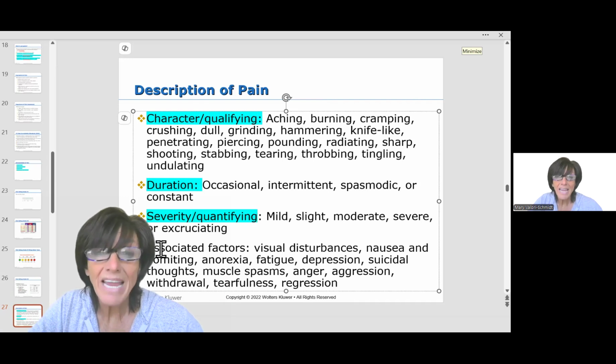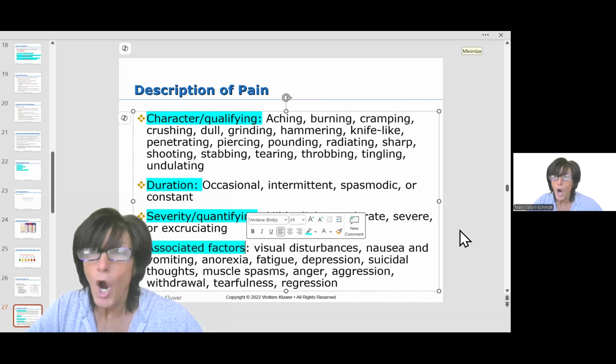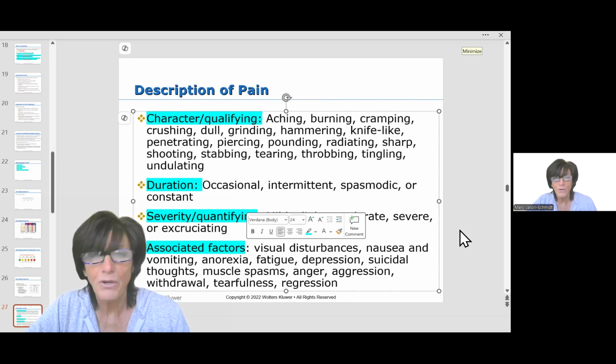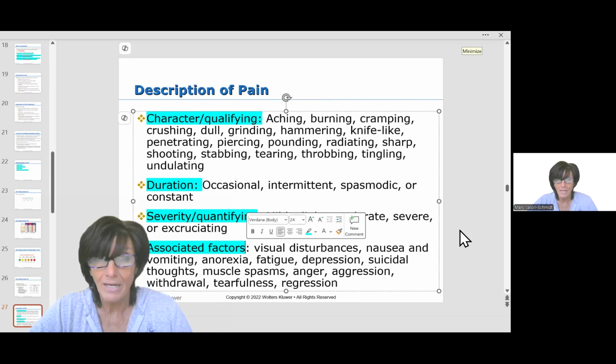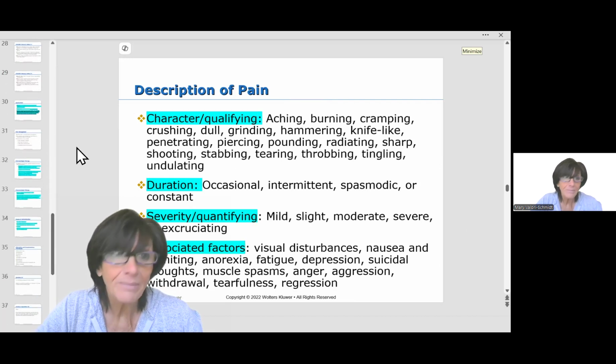And then associated factors. Anything going on while you're in pain? Are you having some nausea, vomiting? Or have you lost your appetite? Do you feel depressed or suicidal? Anything that's being felt by the patient as they state to you along with the pain. Wait, there's more, okay?